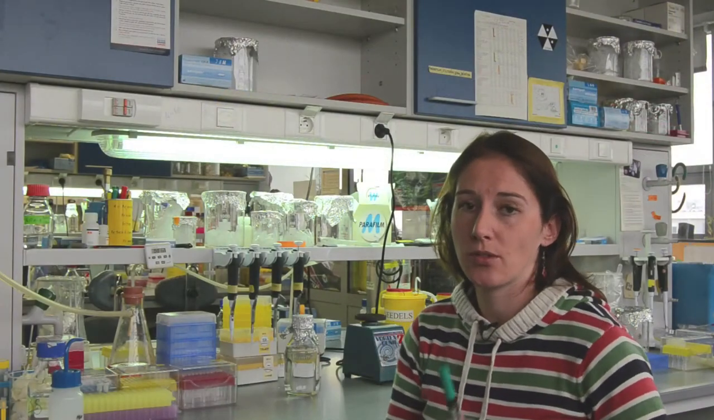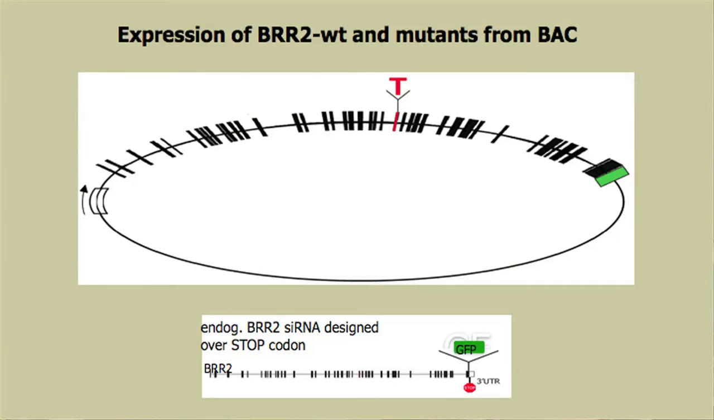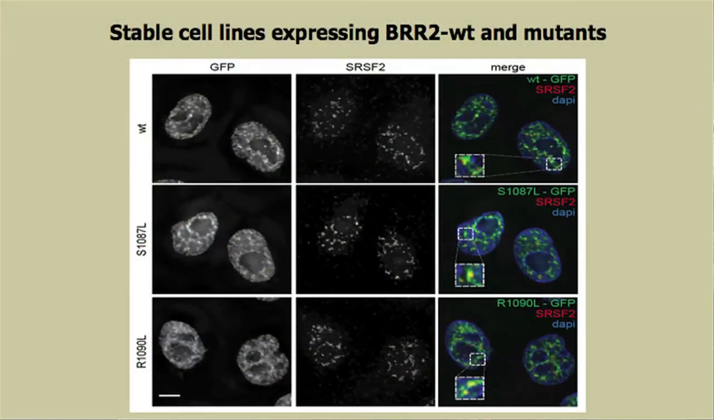Using of BAC provides additional advantages. It preserves endogenous promoter and other regulatory sequences, exon intron structure, and our protein is expressed at a near physiological level. We were also able to knock down specifically endogenous BRR2 using a siRNA designed against the sequence close to the stop codon where GFP tag is attached. Wild type and both mutants were stably expressed in HeLa cells.